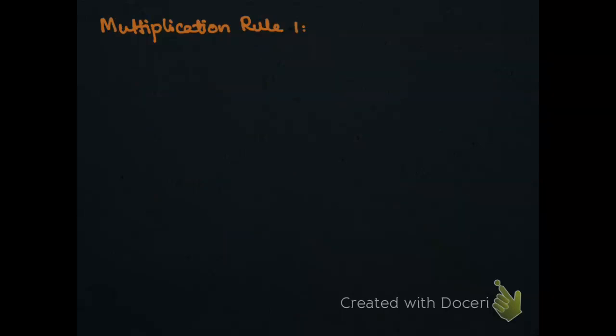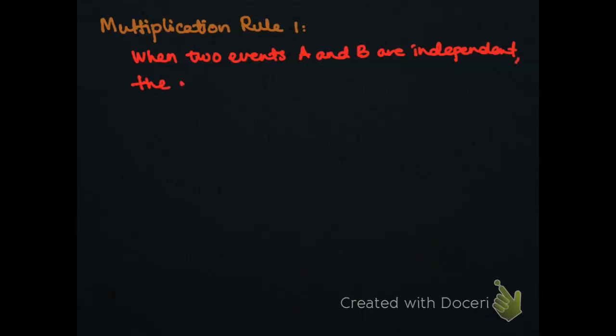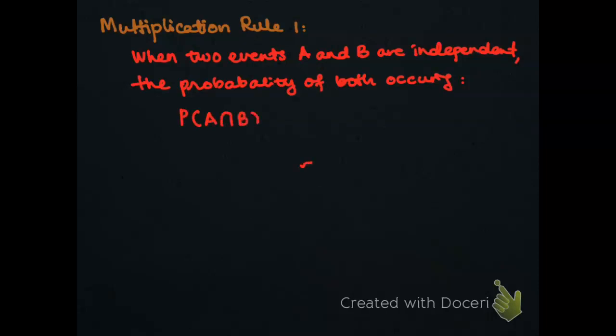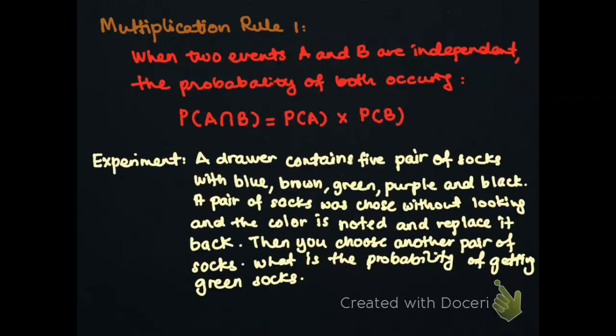Here the multiplication rule 1 states that when two events A and B are independent, the probability of both occurring is written as probability of A and B, which is equal to probability of A times probability of B. Okay, now we look at the experiment here.